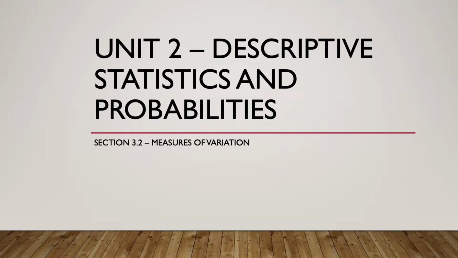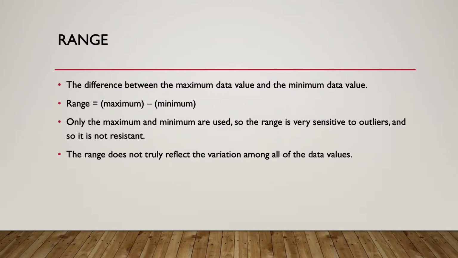Measures of variation. The first of such measures is the range, and the range is the difference between the maximum data value and the minimum data value. Or another way to express it as a formula, the range is the maximum minus the minimum. Only the maximum and minimum are used, so the range is very sensitive to outliers, and so it is not resistant. The range does not truly reflect the variation among all of the data values, however, due to the fact it only uses the maximum and the minimum.